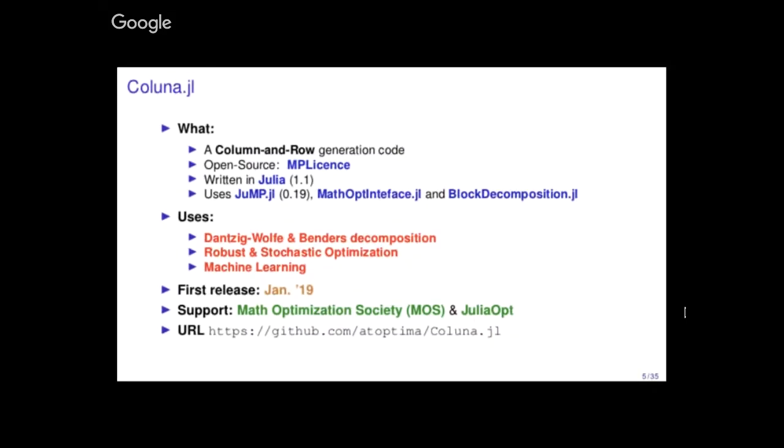Coluna is fully open source, written fully in Julia. We are using the latest versions of the packages, and the uses for it would be to solve Dantzig-Wolfe and Benders decomposition. There are also, in the future, applications for robust and stochastic optimization. The first release was in January this year, but what I'm presenting to you does not correspond to this release, because we are redesigning BlockDecomposition and Coluna. We are updating everything, and we also have the support of MOI.